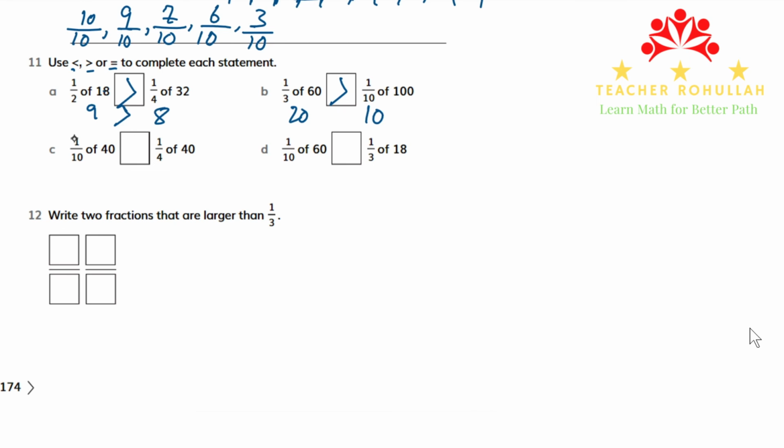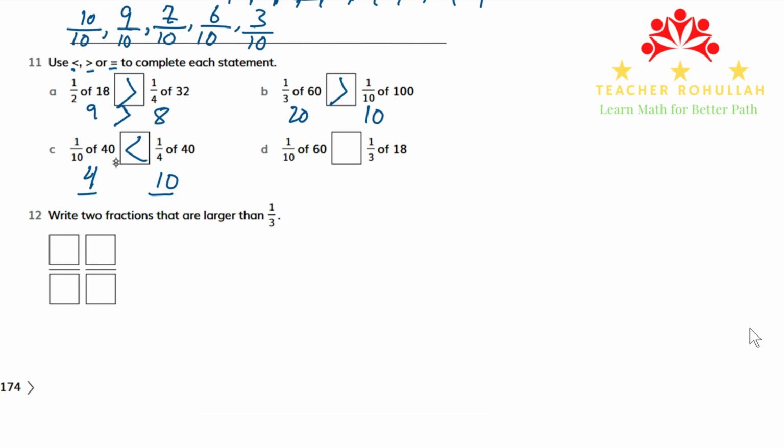Part C says 1/10 of 40 or 1/4 of 40. If we cut 40 into 10 equal parts, one part of it will be 4. And if we cut 40 into 4 equal parts, one part of it will be 10. So the sign will be like this because 10 is larger than 4.